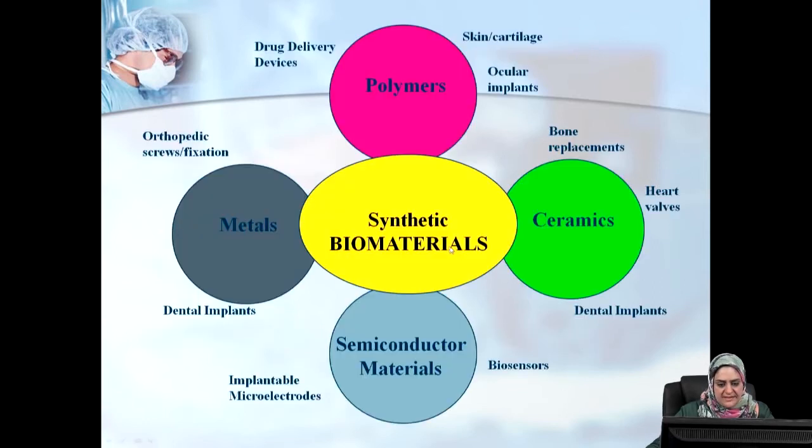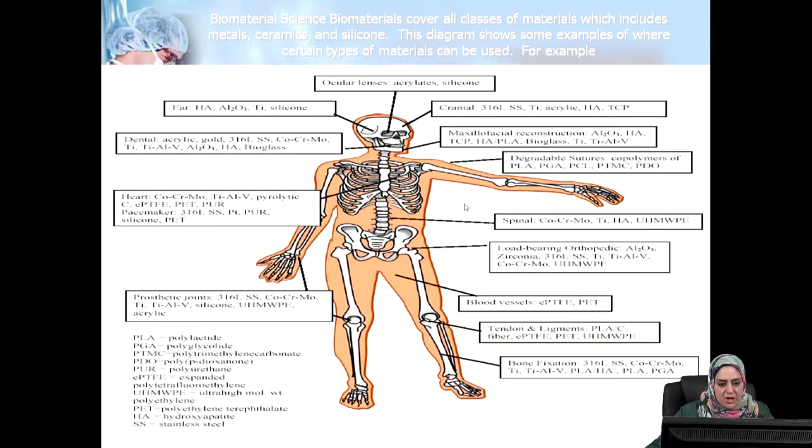The types of materials here: biomaterial polymers are used in skin synthesis, ocular implants, and drug delivery devices. Ceramics are used in bone replacement, heart valves, and dental implants. Semiconductor materials are used in biosensors and implant microelectrodes, and metals are used in orthopedic secure fixation and dental implants. Biomaterials cover all classes of materials, which include metals, ceramics, and silicon.